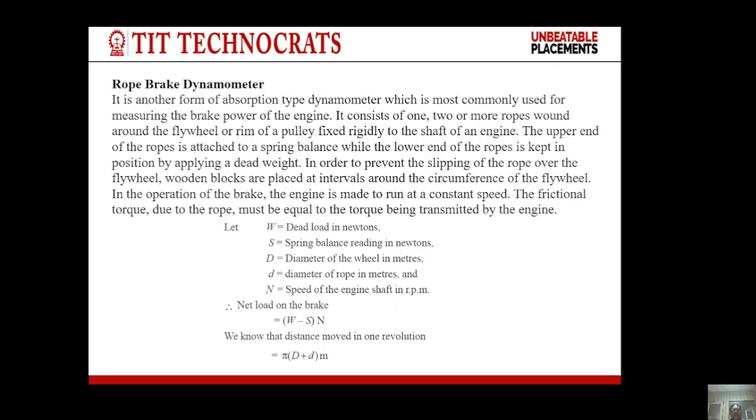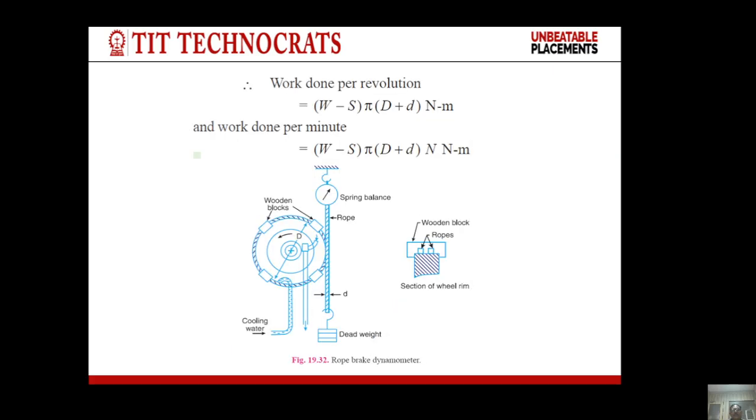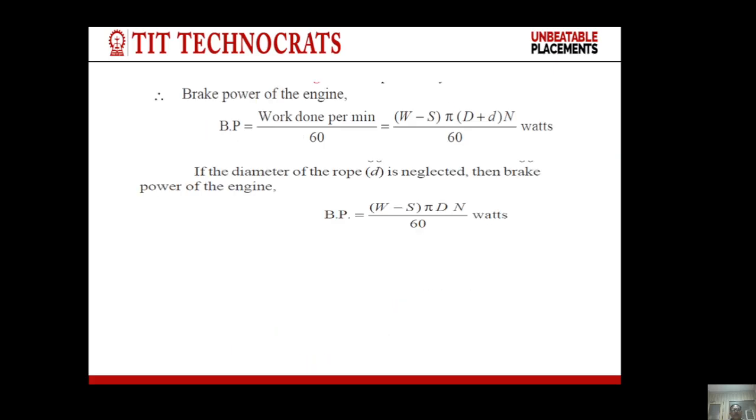In operation of the brake, the engine is made to run at constant speed. The frictional torque due to the rope must be equal to the torque being transmitted by the engine. This is the brake power: (W minus S) pi d N by 60 watt.